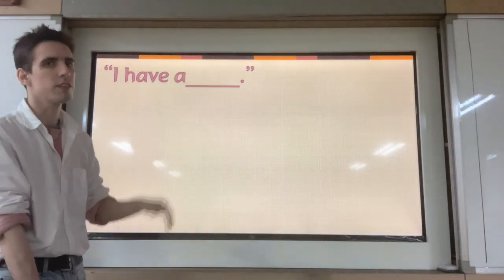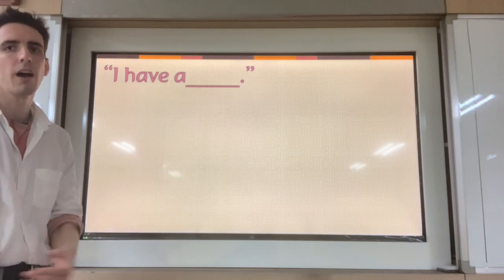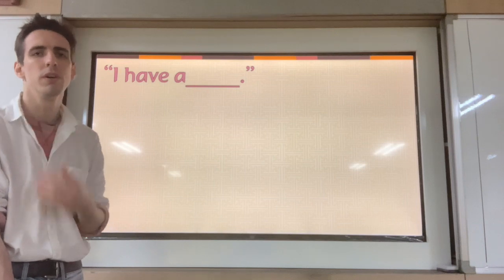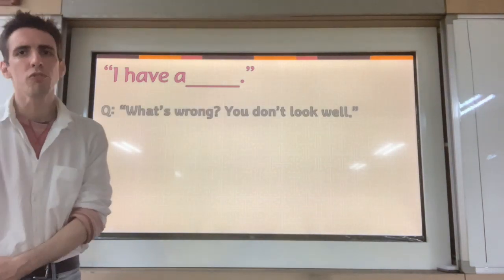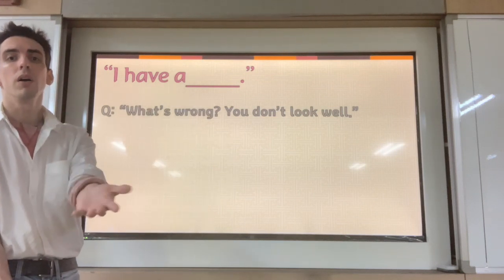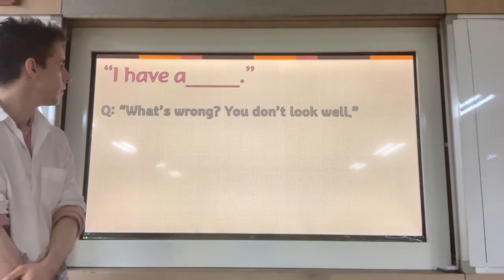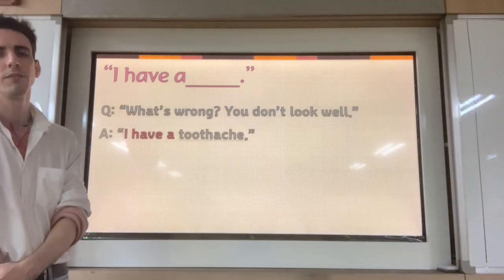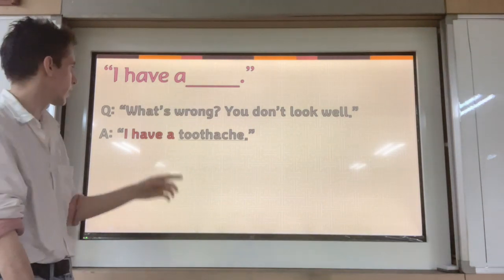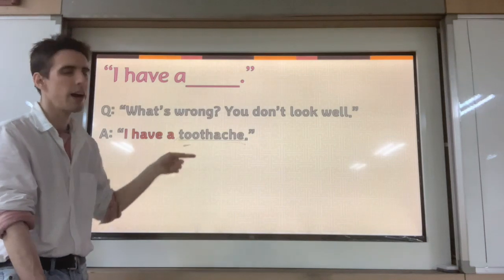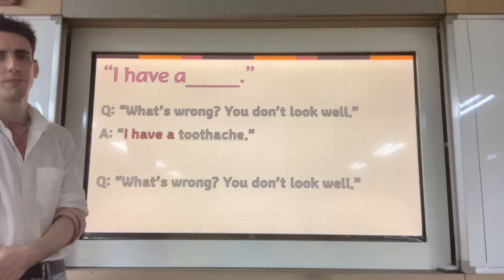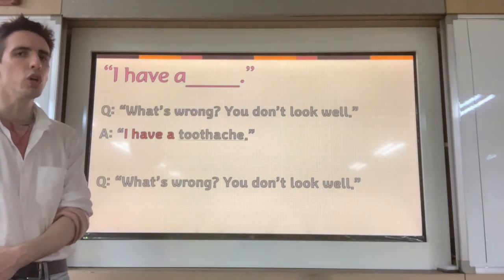Okay, so let's look at this key phrase. I have a blank. I have a noun. Stomachache, headache, toothache, sore throat. So, what's wrong? You don't look well. I have a toothache. So our key phrase, I have a blank. What's wrong? You don't look well.